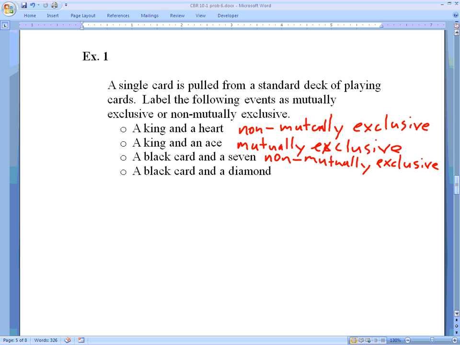And last but not least, a black card and a diamond. Lots of black cards in the deck, half of them in fact. Diamonds would be one of the four suits, but diamonds are red cards, so this cannot happen, and these would be mutually exclusive.